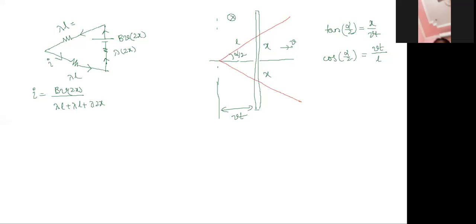B square L square by 2m lambda will come. Yes, sir.